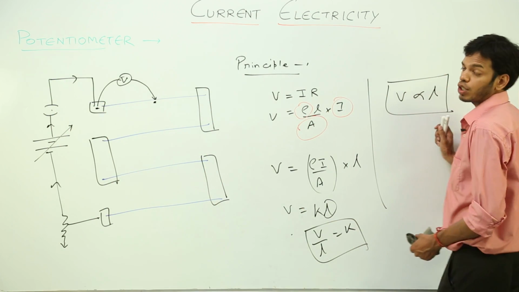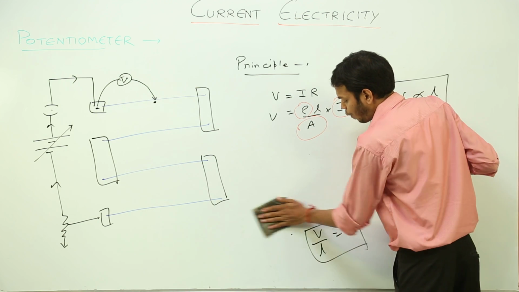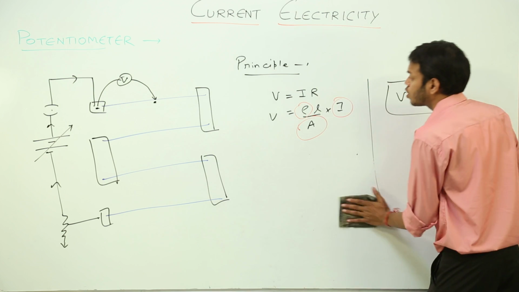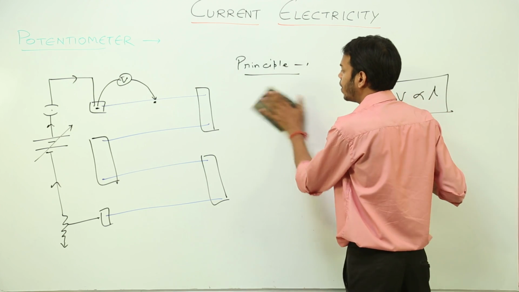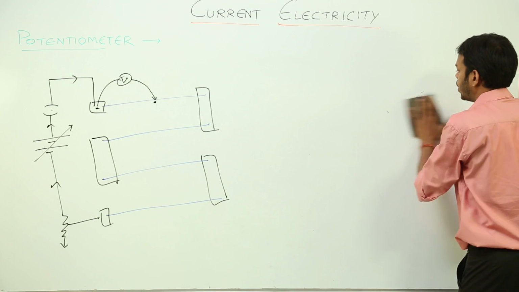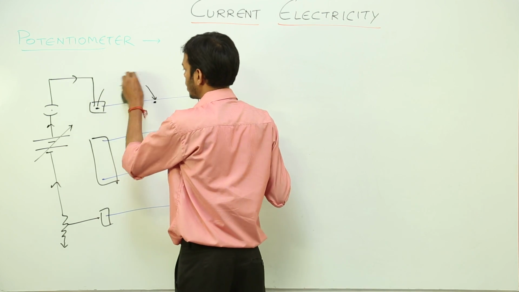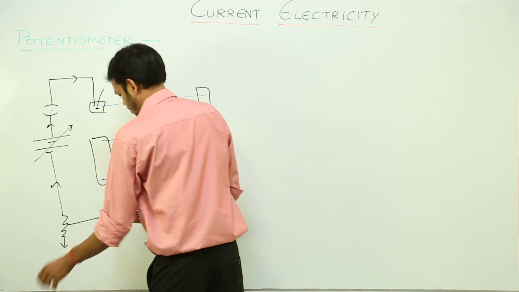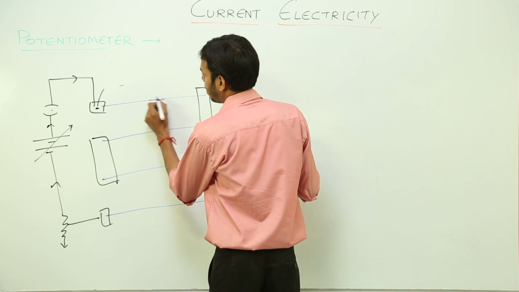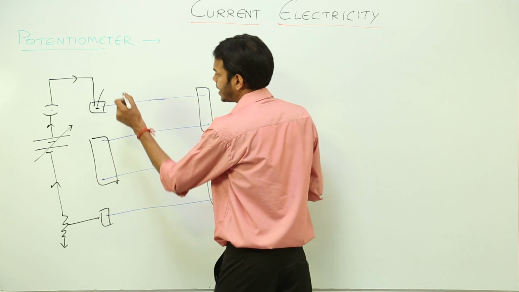What are the applications of potentiometer? Potentiometer is basically used to find either the internal resistance of a cell, number one, or it is used to compare the EMF of two different cells. See how do we make it. If I have to compare the EMF of two different cells, the construction changes like this.